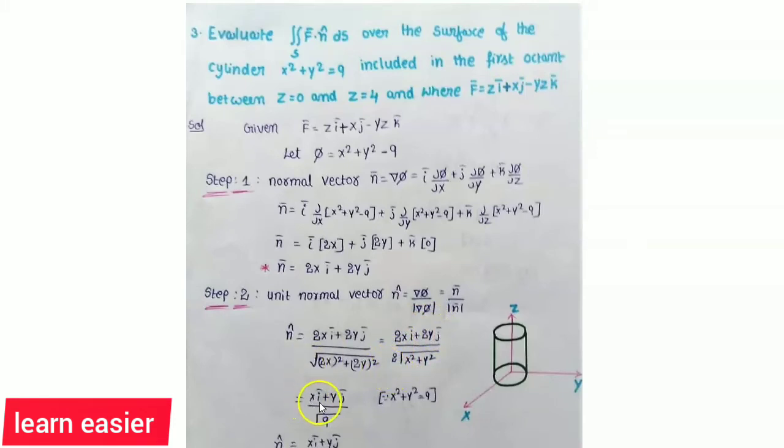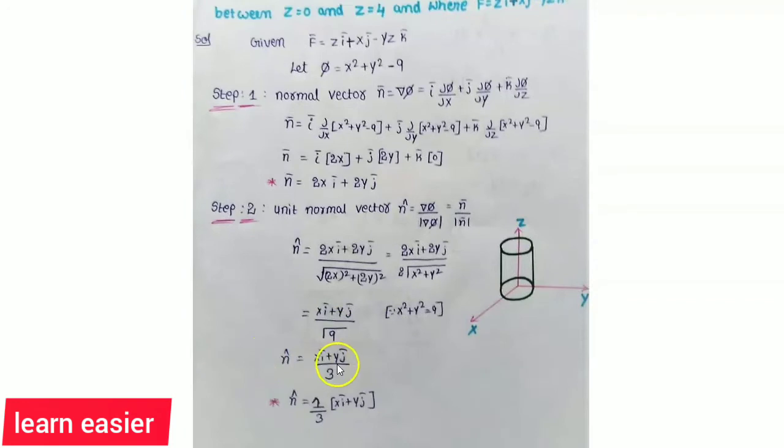So we got x i bar plus y j bar by square root of 9. Why 9 here? Because, as we have already known, x square plus y square equals 9. So that's why we replace x square plus y square with 9. Then square root of 9 is what? 3. So we get n cap is 1 by 3 into (x i bar plus y j bar).